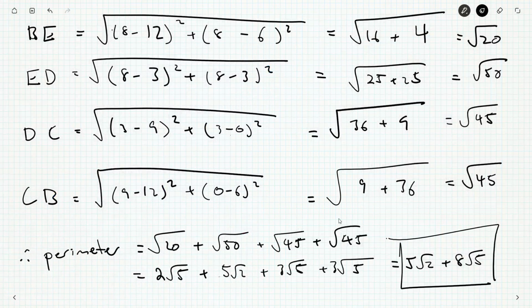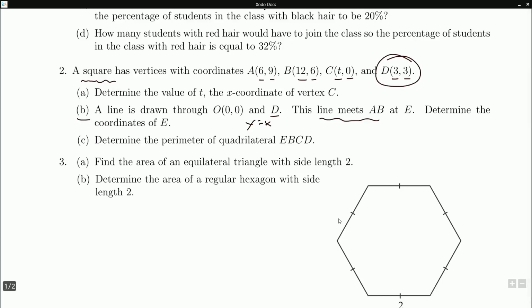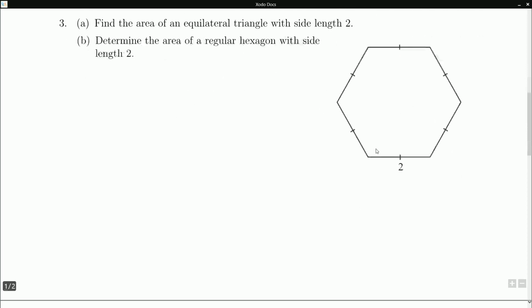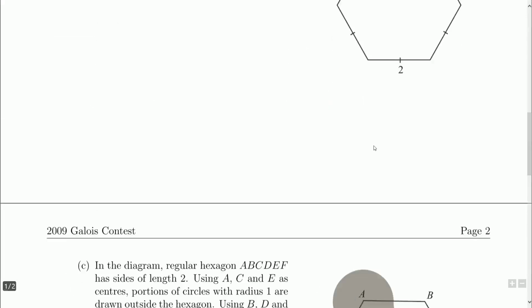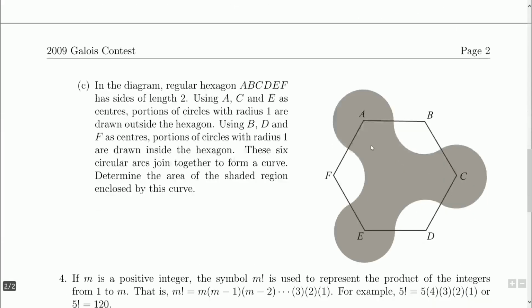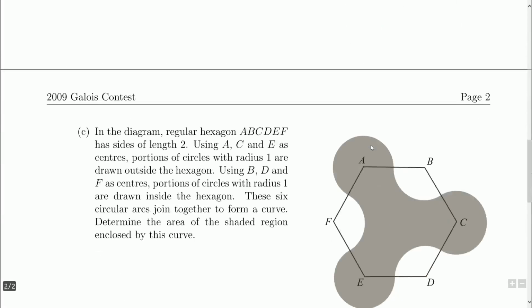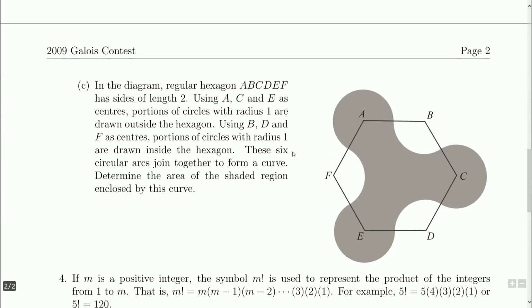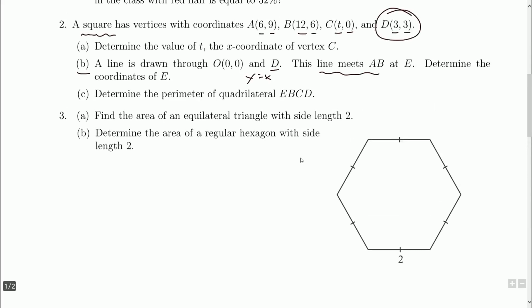And that's it for question number 2 on our Galois paper. We're halfway done now. We've got questions 3 and 4 remaining. Question 3 is in three parts, and part C is so big we need another page. But we'll deal with that in the next video.